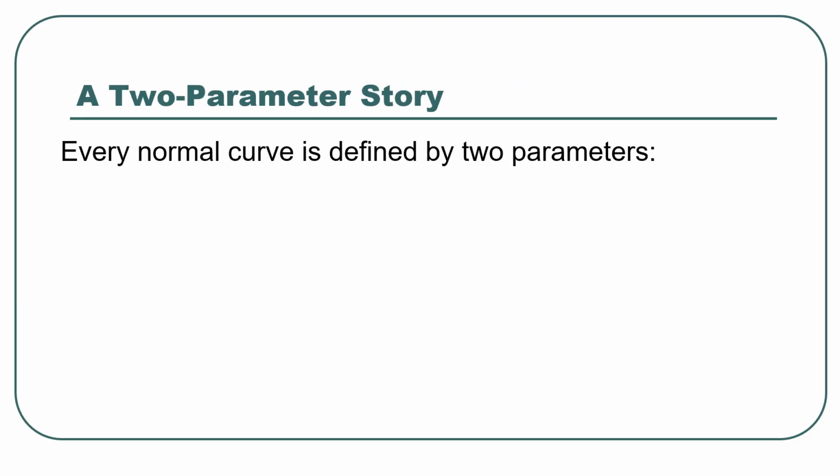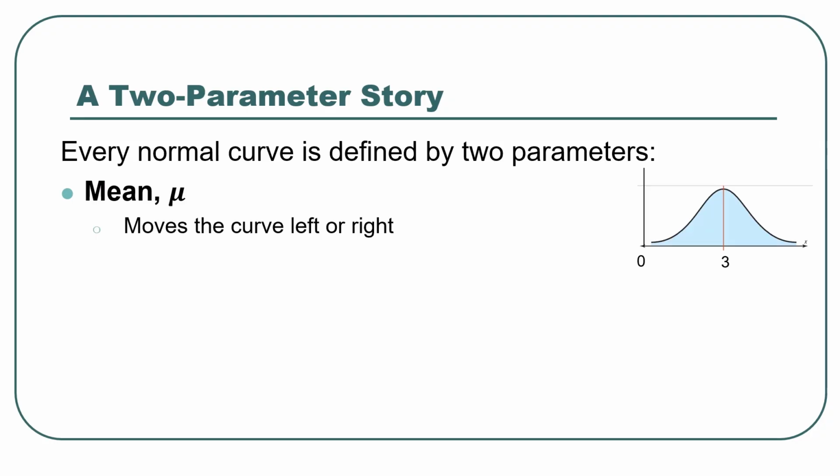Every normal curve is defined by two parameters: the mean, which we are going to call mu, and this is where the center is. If the mean is positive, then the whole curve would be located to the right of zero. However, if it is a negative mean, you will find the whole curve is located to the left of zero. So the curve moves right or left depending on the sign of mu, the mean.